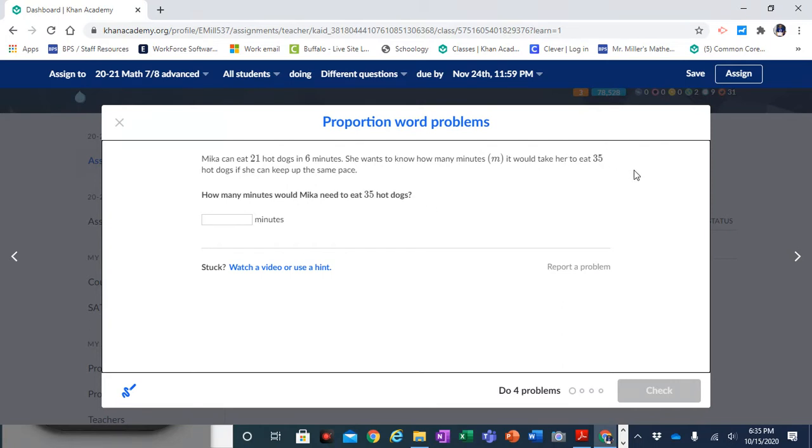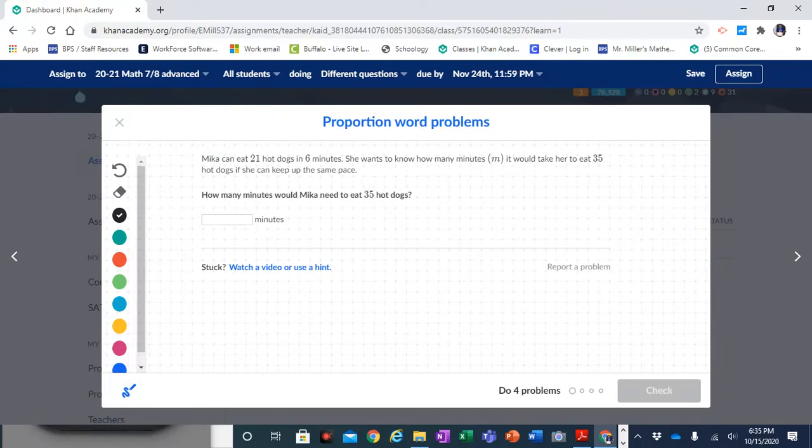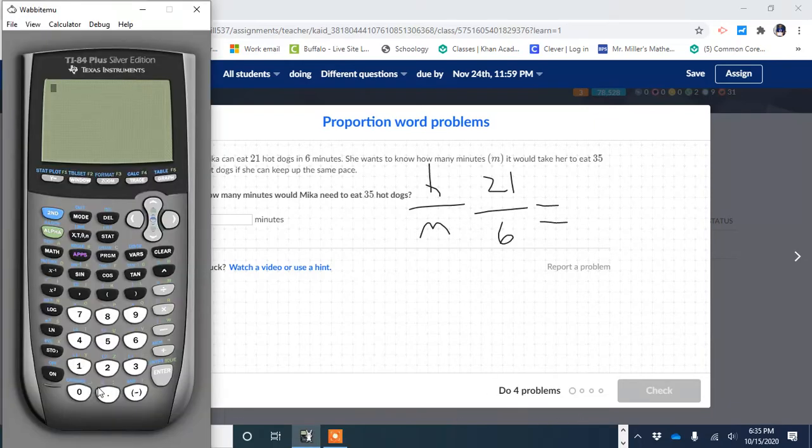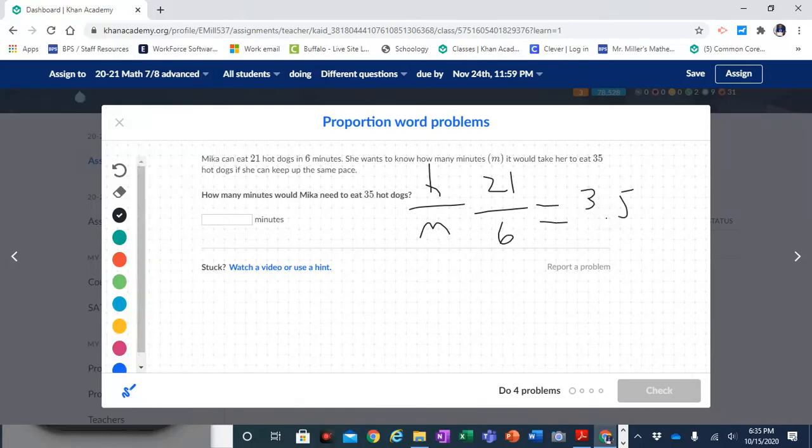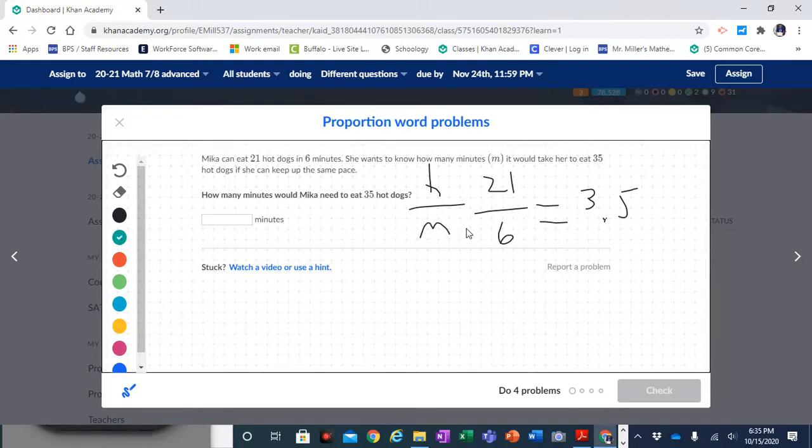So my suggestion is to always come up with an equation. For this situation, I might want to do hot dogs divided by minutes. So 21 divided by 6. And when I do 21 divided by 6, I get 3.5. I need to remember that the letter on the bottom is always the one that goes with the number. So when I write my equation, it's going to be H equals 3.5 M.